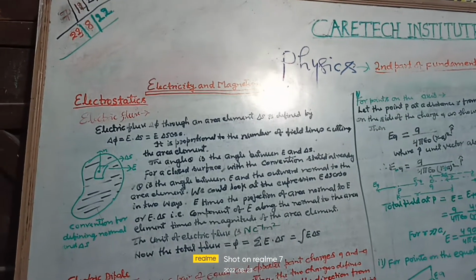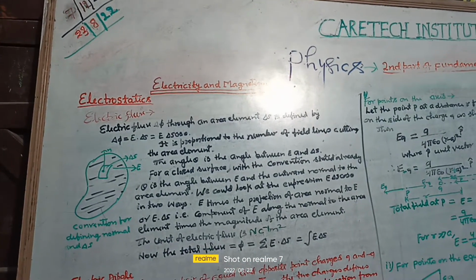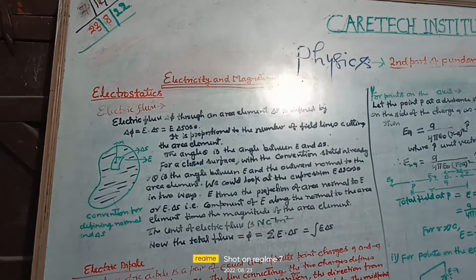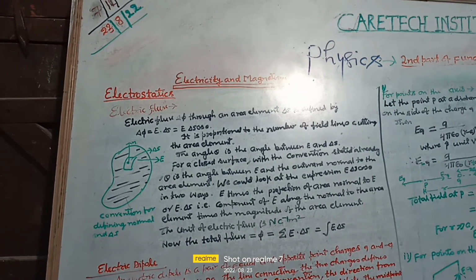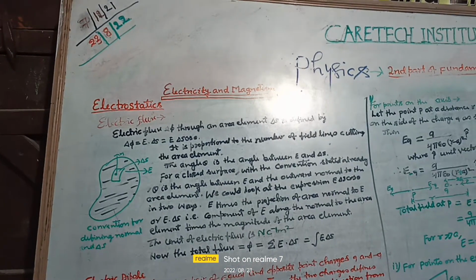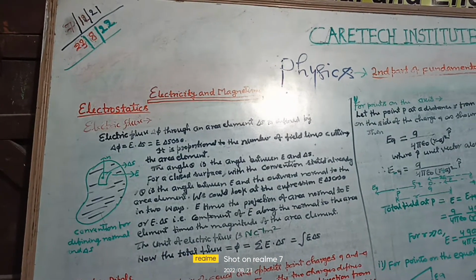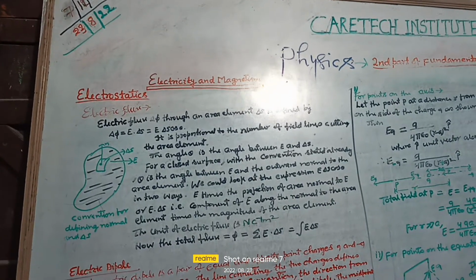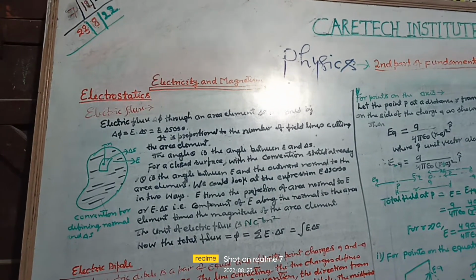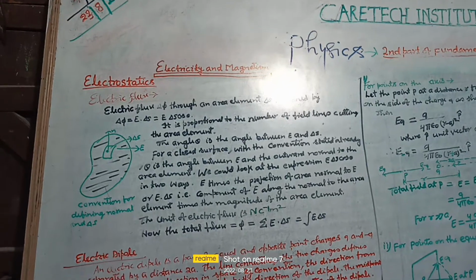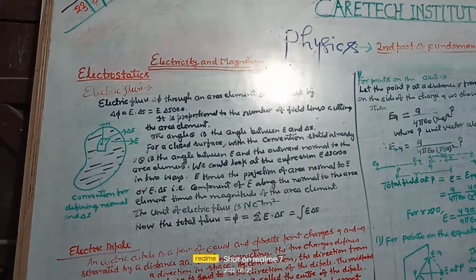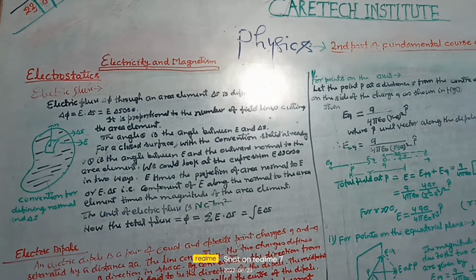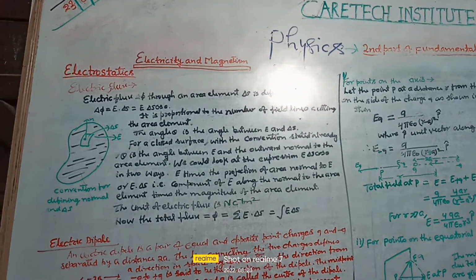Today we shall study about electric flux. Electric flux delta phi through an area element delta S is defined by delta phi equals E dot delta S, equals E delta S cos theta, as shown in the figure. It is proportional to the number of field lines cutting the area element.